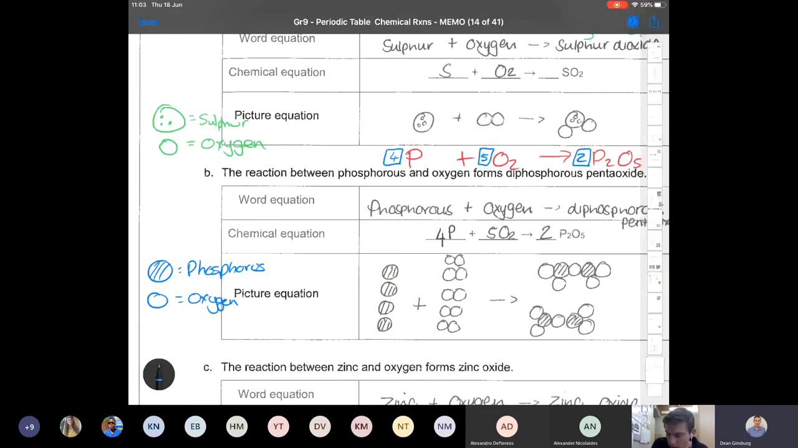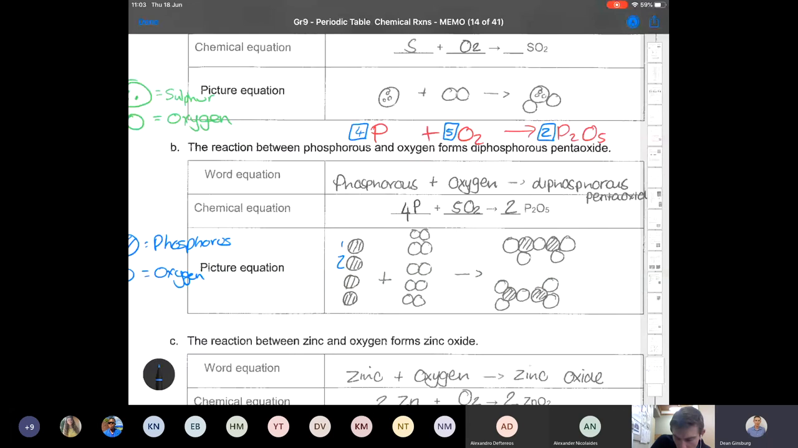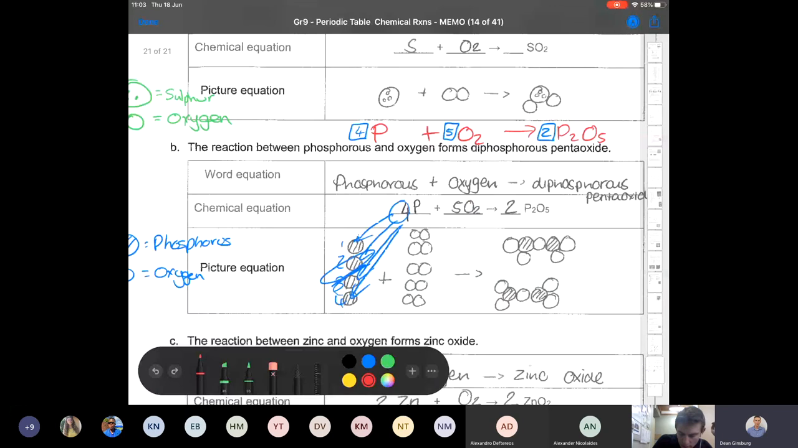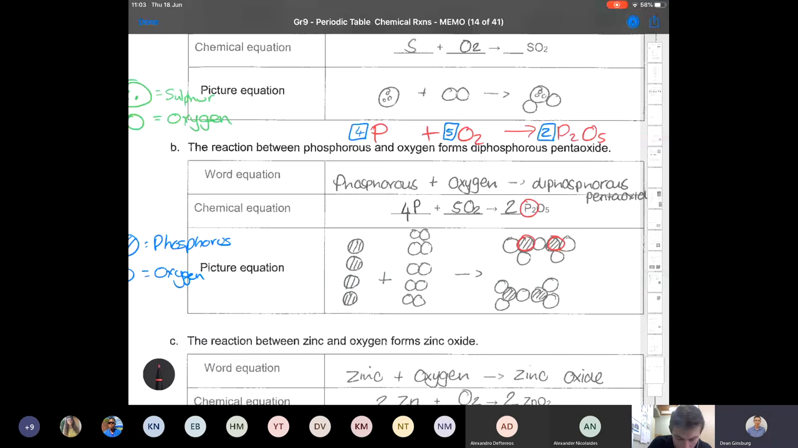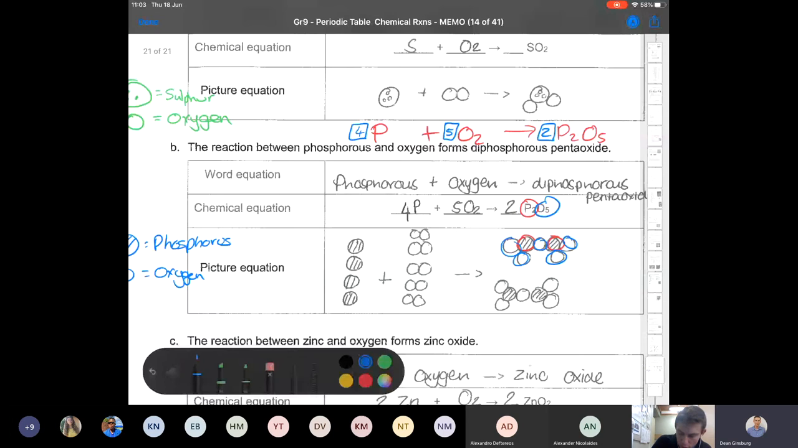So you're going to have four phosphorus atoms. There they are, 1, 2, 3, 4, represented by that 4. So that's why you've got 4 phosphoruses. And then you've got 5 oxygen molecules and 10 atoms altogether. The oxygen molecule is O2, and you've got 5 of them. 1, 2, 3, 4, and 5. There they are. And then the P2O5, each one's got 2 P's in it and 5 O's. 1, 2, 3, 4, 5 O's. And you've got 2 of those molecules. There's the first one, there's the second one. Okay, so you're happy with that, Ale?